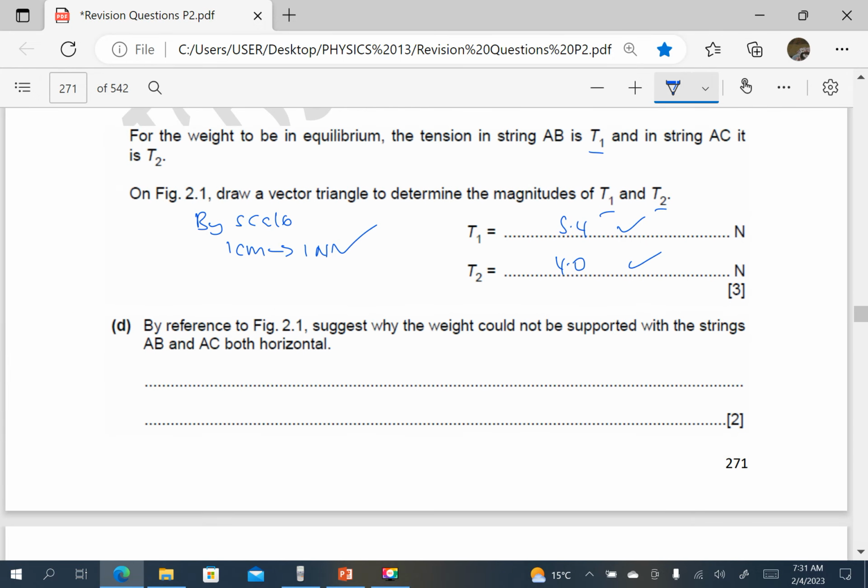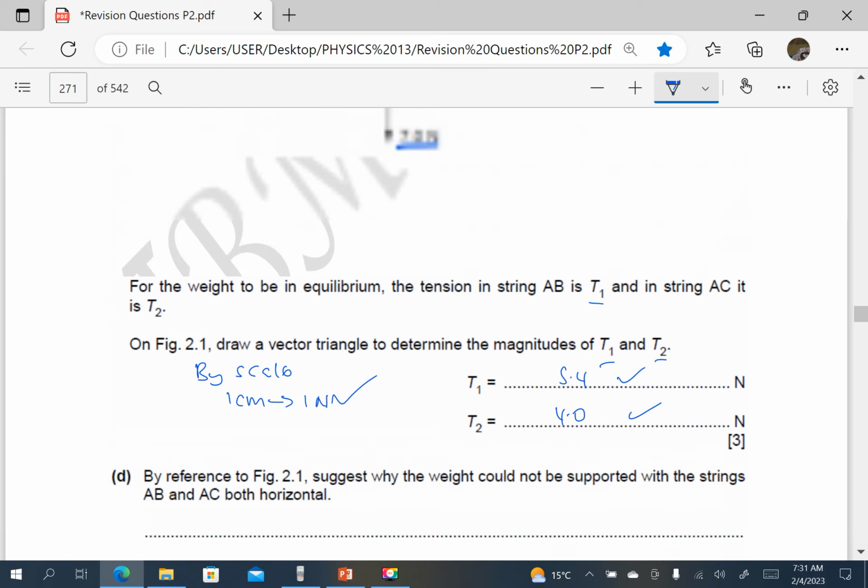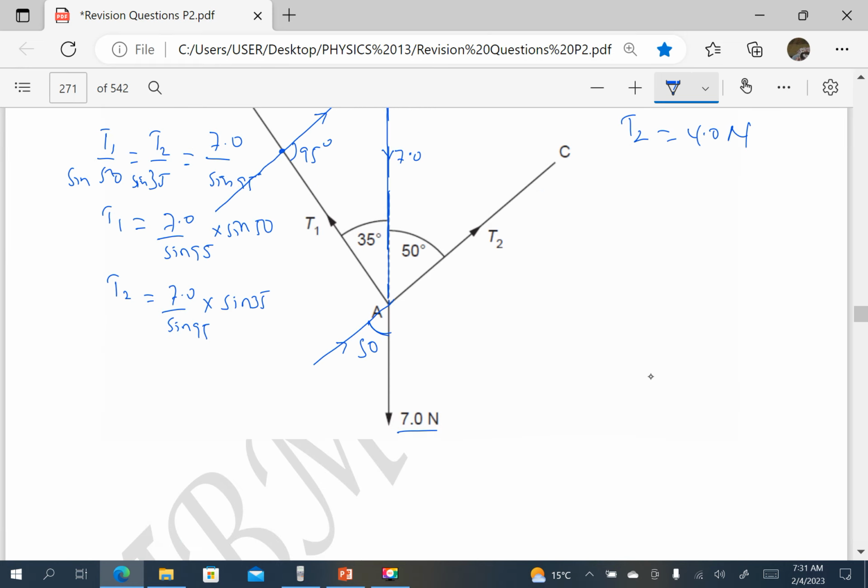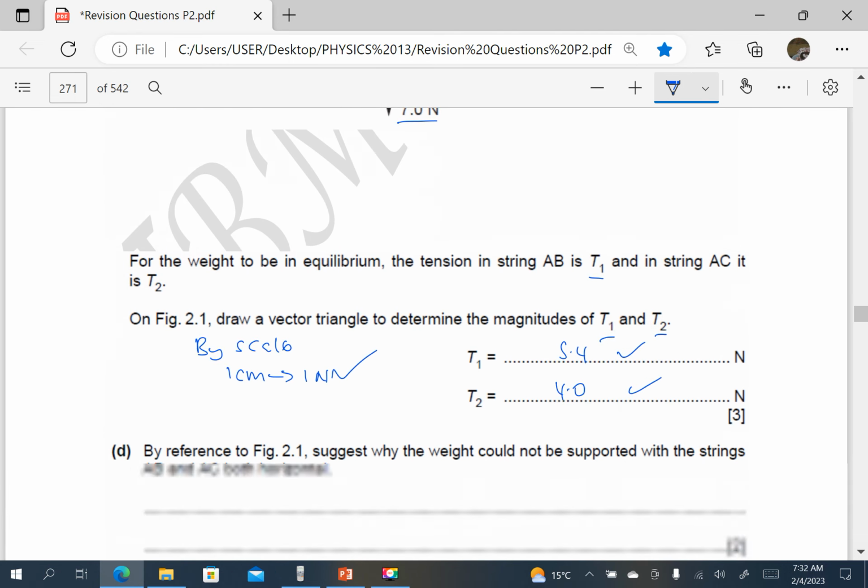By reference to figure 2.1, suggest why the weight could not be supported with the strings AB and SC both horizontal. Suppose these strings were in the horizontal. It means the vertical force downwards of 7 Newtons will have nothing to support it in the vertical. Therefore, the beam cannot be in equilibrium.